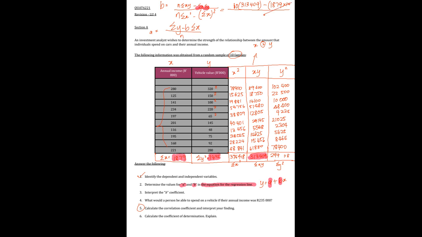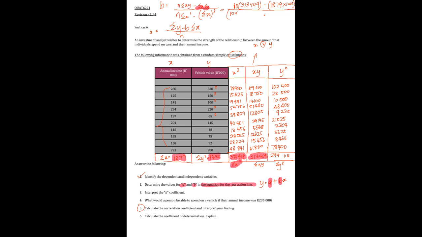Oh, sorry. Let me just erase that. Okay. So times 1495. And then this is over n times, so 10 times the sum of x squared. So the sum of x squared was already done for you here. Here it is, below it, the sum of x squared.